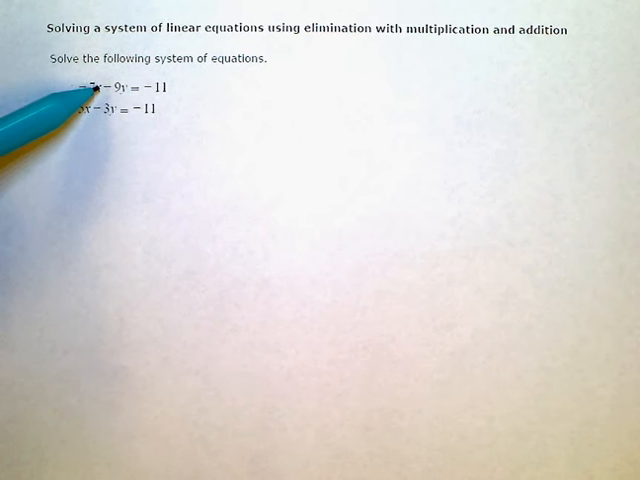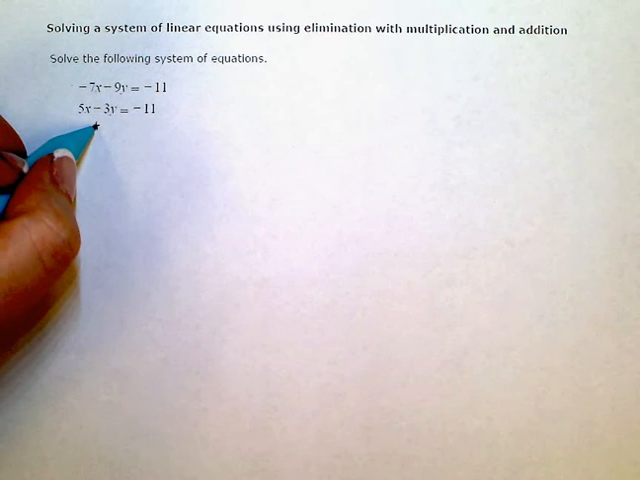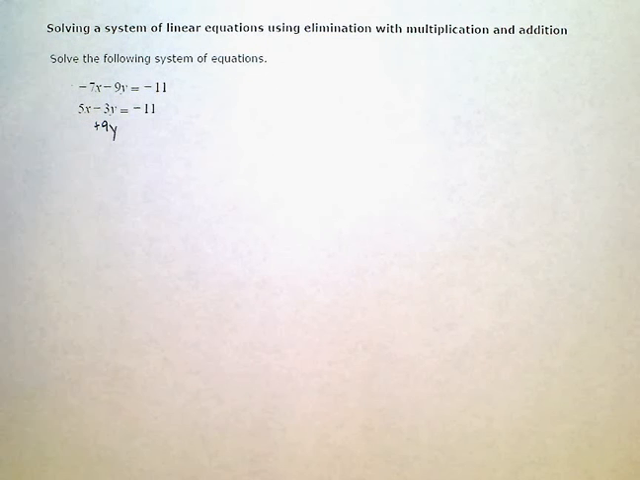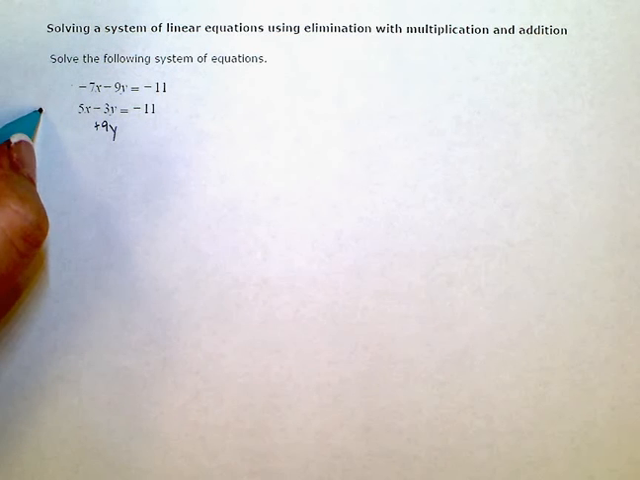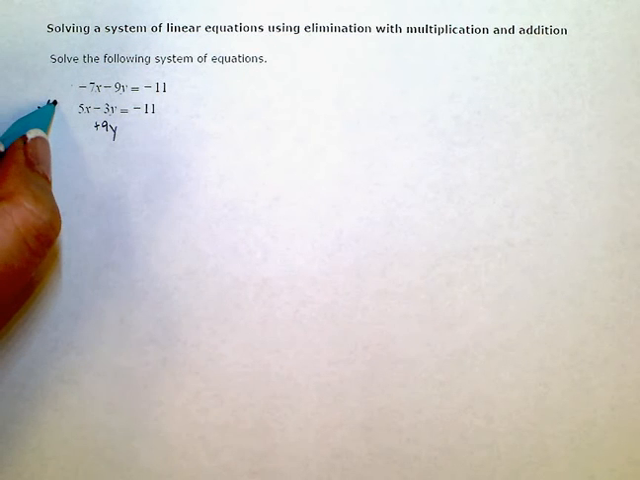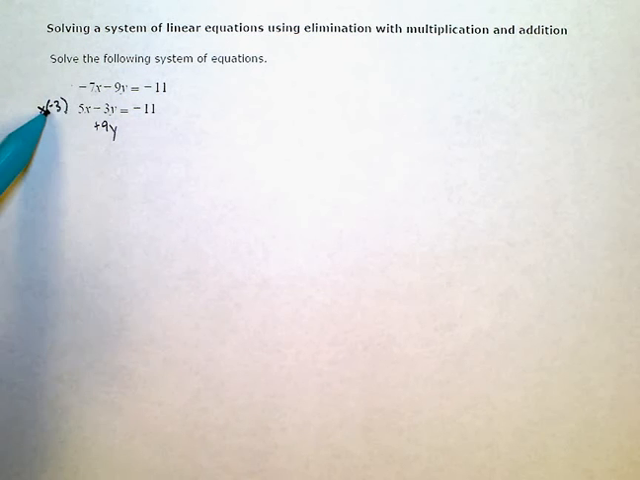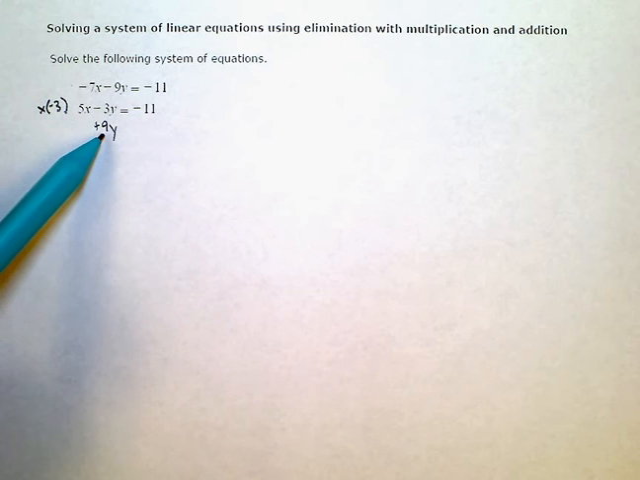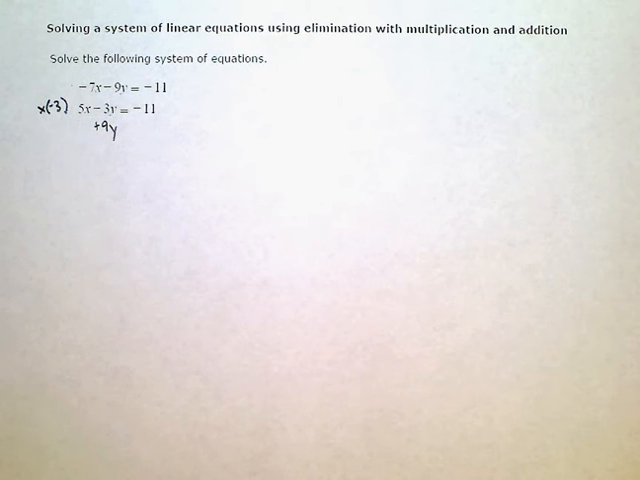So if this one is negative 9y, the exact opposite would be positive 9y. So I need to multiply this bottom equation by something to change this negative 3y term into a positive 9y. So I would need to multiply negative 3 by another negative 3 to get positive 9. So negative 3 times negative 3 would give me this positive 9. But if I'm going to multiply this term by negative 3, I have to multiply every term in the equation, both sides of the equals, by negative 3.